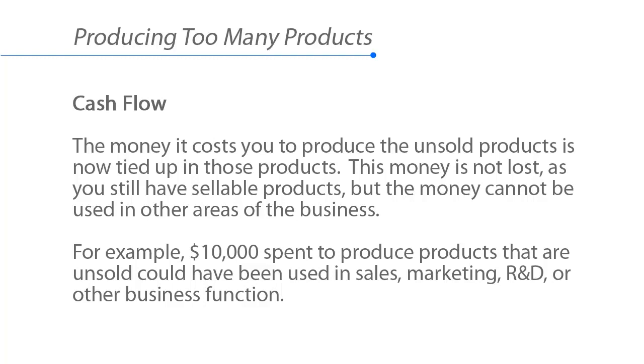The money it costs you to produce the unsold products is now tied up in those products. This money is not lost, as you still have sellable products, but the money cannot be used in other areas of the business. For example, $10,000 spent to produce products that are unsold could have been used in sales, marketing, R&D, or other business function.